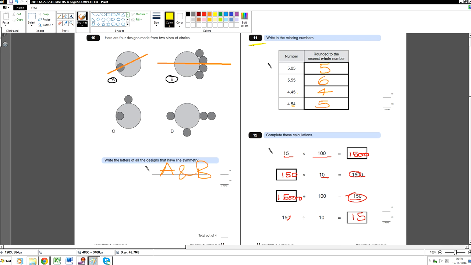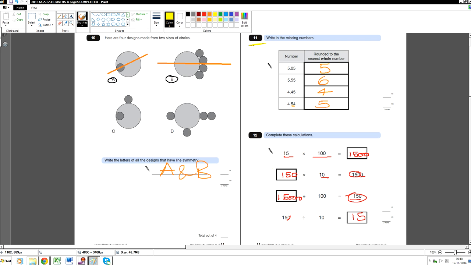So 4.45 can be thought of as £4.45, which is less than halfway towards £5. So we say that rounded to the nearest whole number, it's still closer to £4, because it hasn't reached halfway, which would be 4.50. Now we have 4.54. Now 4.54 has definitely gone past the halfway mark, so that definitely gets rounded up to the 5 mark.